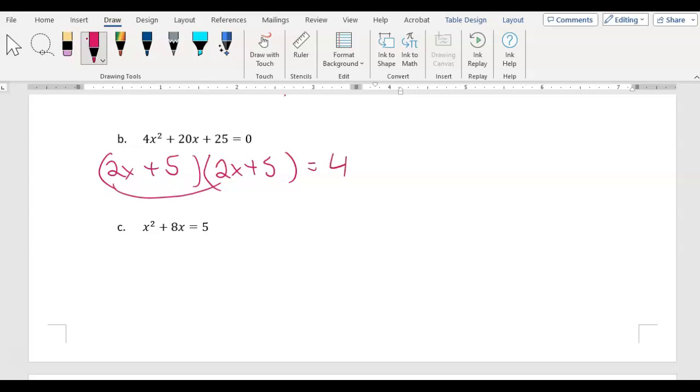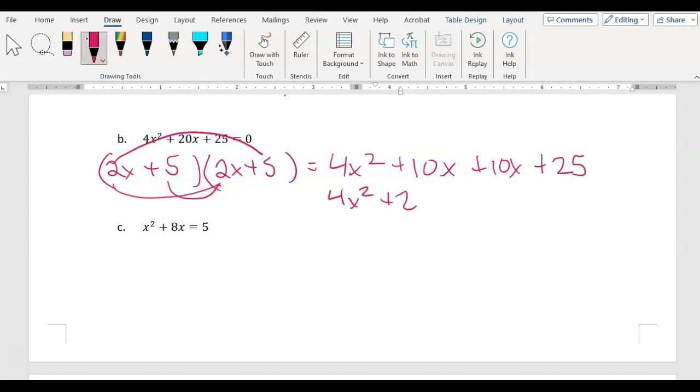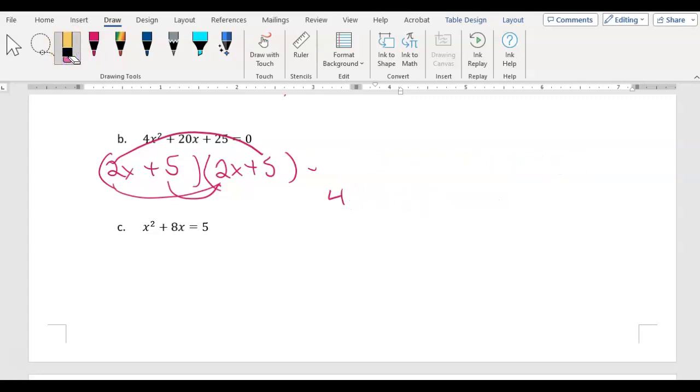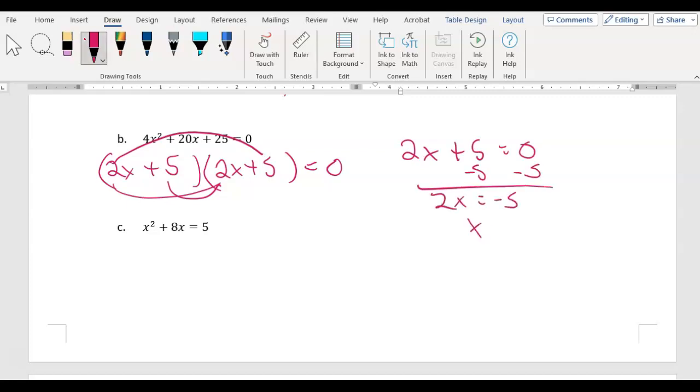Well, 2 times 2x is 4x squared. My outside, 2x times 5 is 10x. My inside, another 10x. And then my last, plus 25, is 4x squared plus 20x plus 25. So this is in fact a perfect square already. I don't need to complete the square, so I can just use my factors. And in this case, because my factors are the same, I will only have one solution. So I can subtract 5 from both sides. We get 2x equals negative 5, x equals negative 5 over 2.